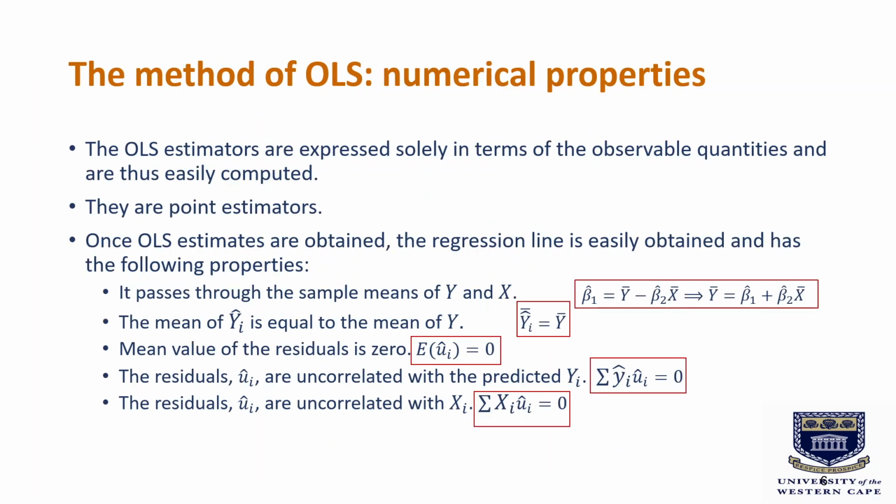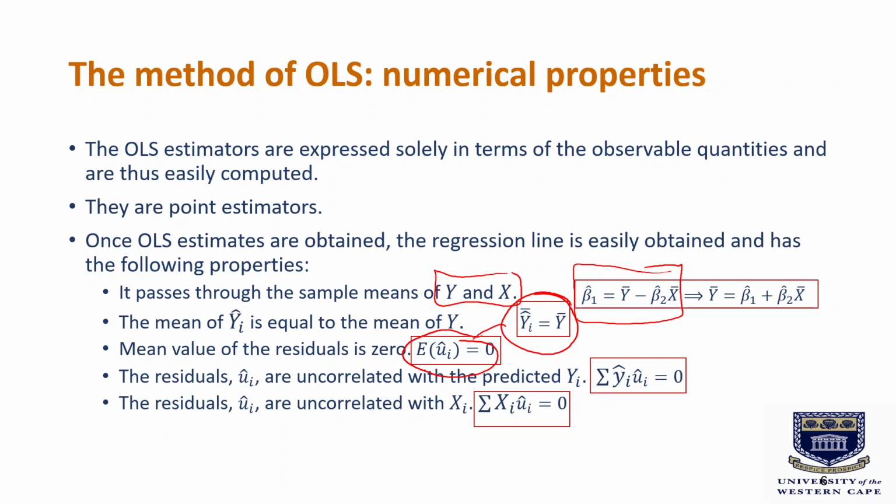Now the regression line has several properties, which include the fact that it passes through both the sample means of y and x, and that can easily be seen from the specification for the beta 1 estimator. The second property is that the mean of the estimated y values is equal to the mean of the observed y values. And you can look for the derivation of that in the lecture notes. The third important property is that the expected value of the residuals is equal to 0. And of course this follows directly from the fact that this holds.